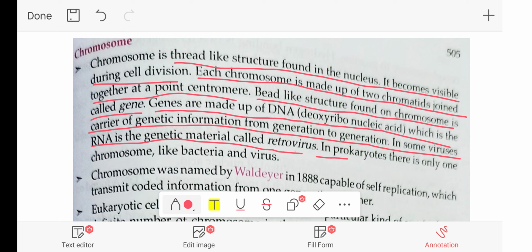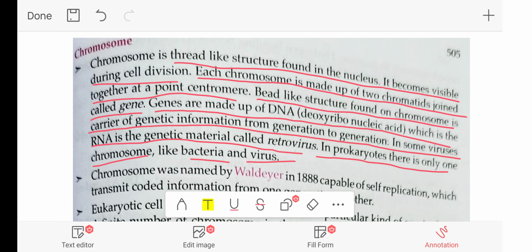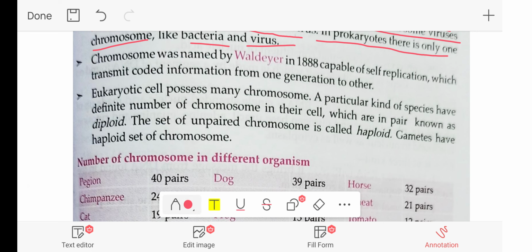In prokaryotes, like bacteria and virus, there is only one chromosome. Chromosome was named by Waldeyer in 1888. It is capable of self-replication, which transmits coded information from one generation to another. Eukaryotic cells possess many chromosomes.